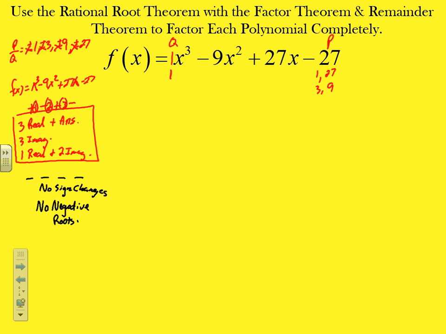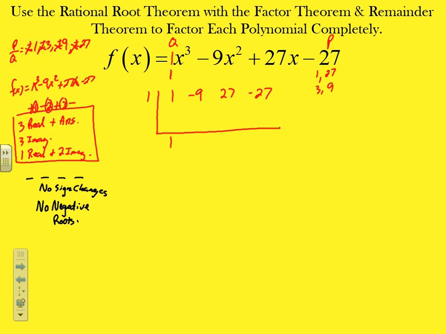So we've eliminated half of the answers that we could possibly have. Now let's take a look at the ones we have left: positive 1, positive 3, positive 9, positive 27. Let's see, do any of them work? Looking at the dividend, there are no exponents missing. So when we set up our problem, we're going to say 1, negative 9, 27, and negative 27. Let's run through division to see, is 1 a factor, or a solution, I should say.